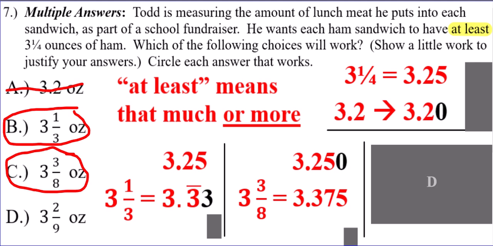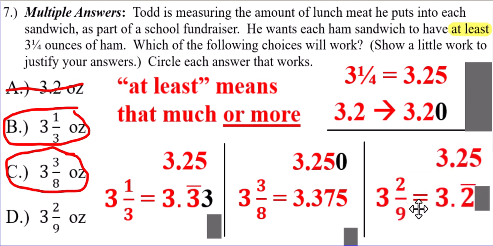And then finally we have 3 2/9. Does this work? Well, 2/9 is 0.2 repeating. Is that bigger than 25 hundredths? If you're not sure, write down the next digit. It's not a 0, it's a 2 because the 2 repeats. Is 22 hundredths bigger than 25 hundredths? Definitely it's not. So goodbye, choice D.